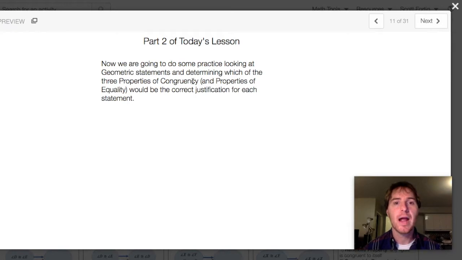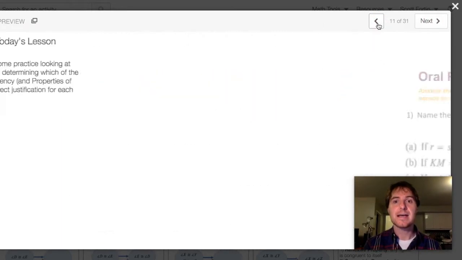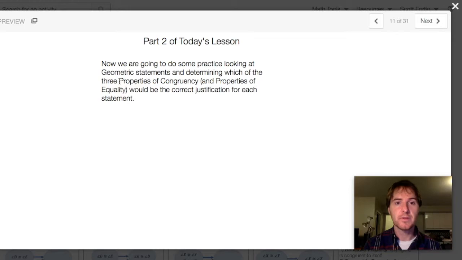So now we're going to do some practice looking at geometric statements and determining which of the 3 properties of congruency and properties of equality would be the correct justification for each statement. So we're going to get some practice right now. You're going to kind of do it on your own. Normally, I do this as a group. And okay, so we're going to determine the difference, the 3 properties.